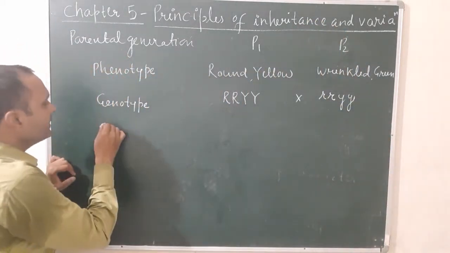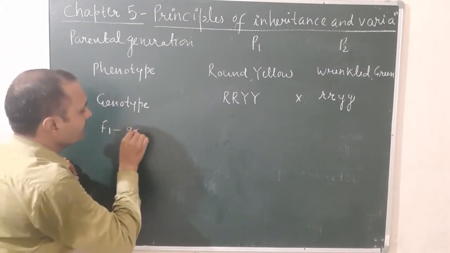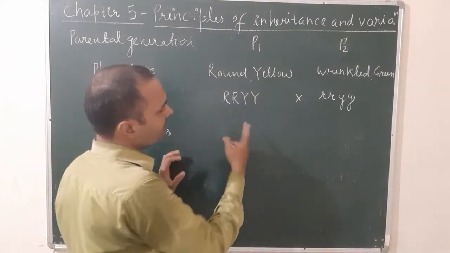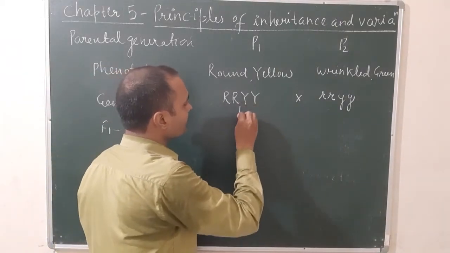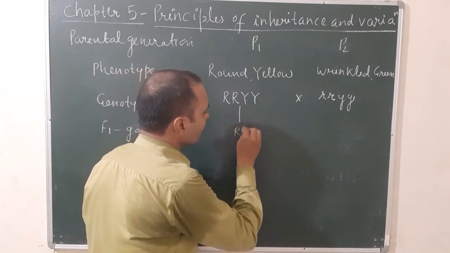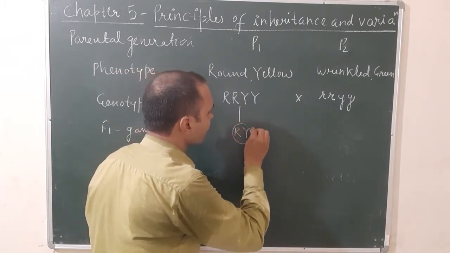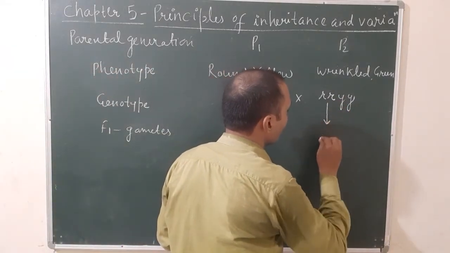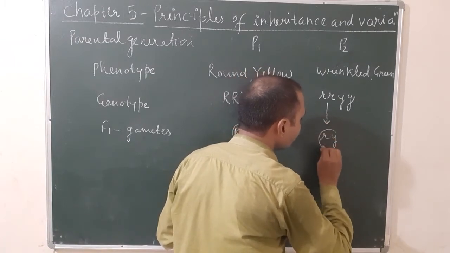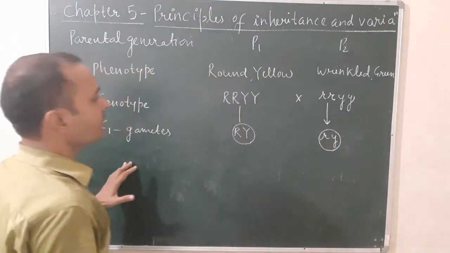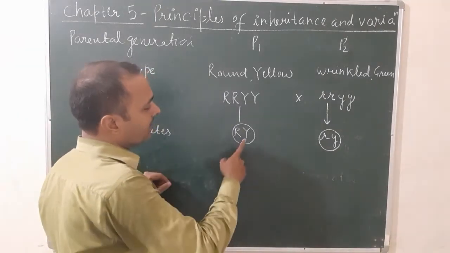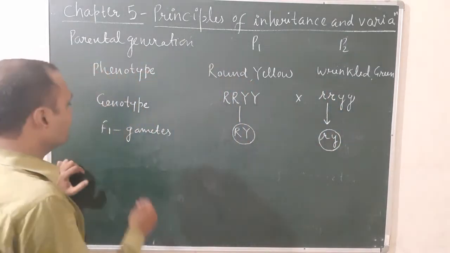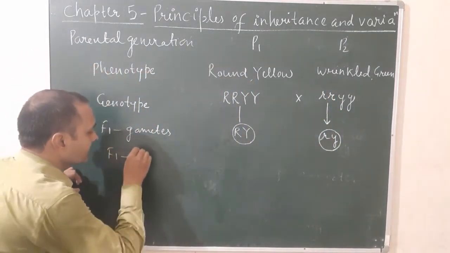Let's see the F1 gametes, the first generation gametes. After the parents, the first generation always comes. For gamete formation, we will take one letter from each. So the gametes will be capital R, capital Y from this parent, and from this parent the gametes will be small r, small y. One letter we will take. These are the F1 gametes, and the phenotype will be round yellow, wrinkled green. Let's see the F1 progeny, the first generation progeny.